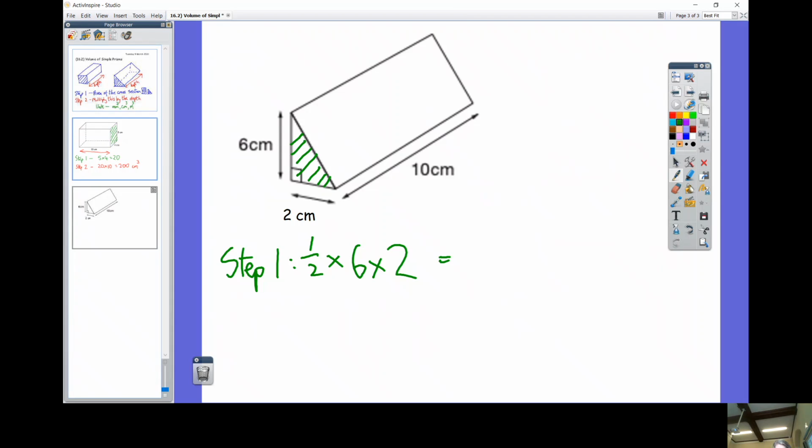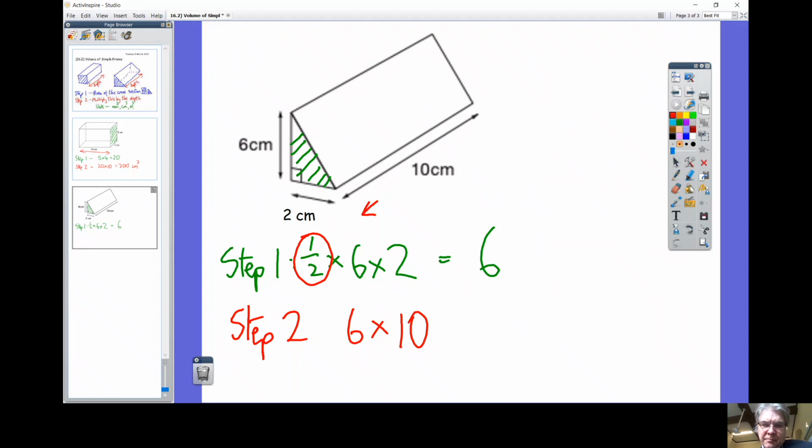Well, okay, do it the Poppy way. That's absolutely fine. But that's how I would still want you to write it down. So it's 6 times 2, which is 12, and then Poppy halves it to get 6. Absolutely agree, but don't forget that half. Why have we got a half in there? Because it's a triangle, you all say at once. And then step 2, what do I do with that 6? Times it by 10, thank you. So you multiply by the depth to get 60 centimetres cubed. So if you were filling it up with water, that's the amount of water you would need.